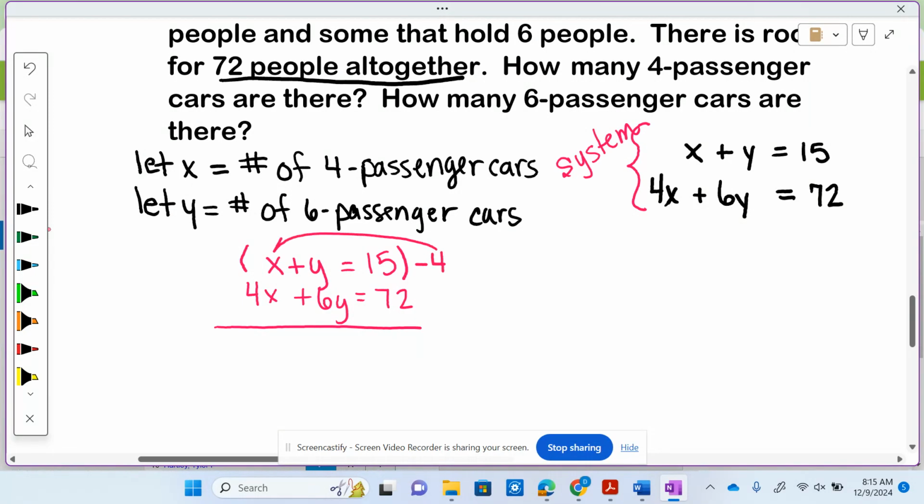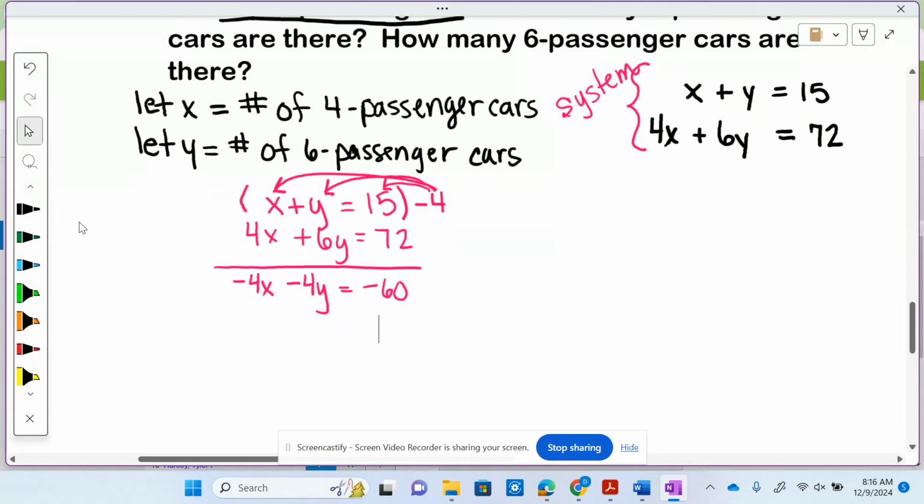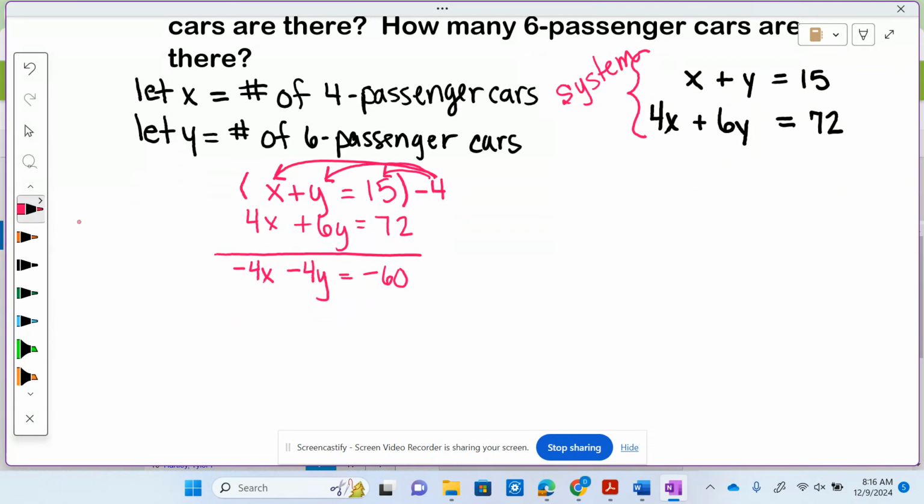So let's do that. Let's see. -4 times x is -4x. -4 times y is -4y. -4 times 15 is -60. Are we changing the second equation? No. 4x plus 6y equals 72.